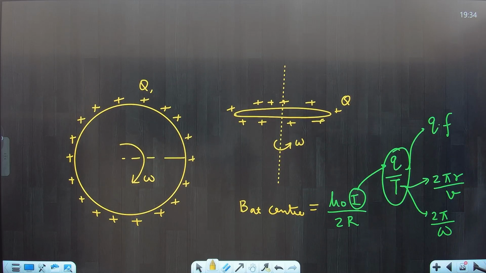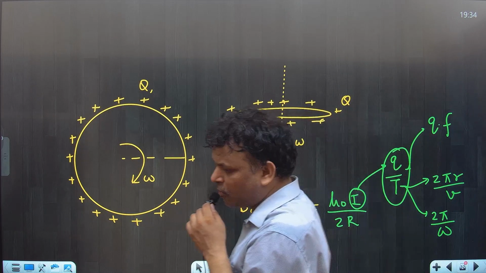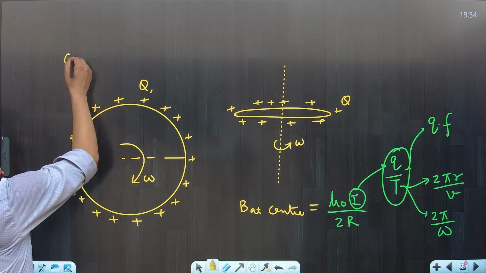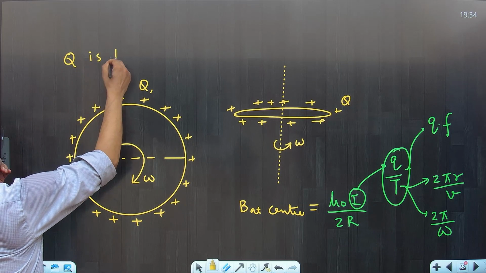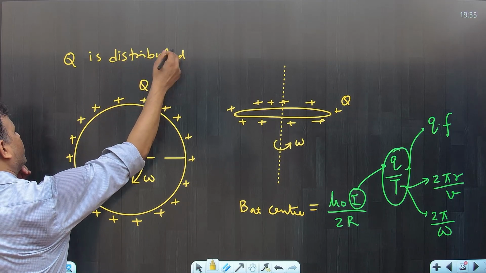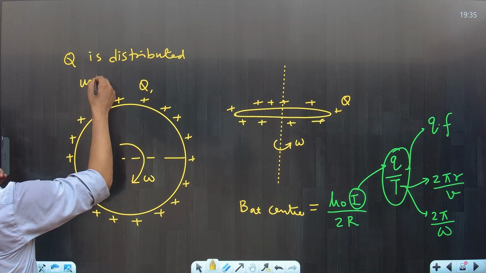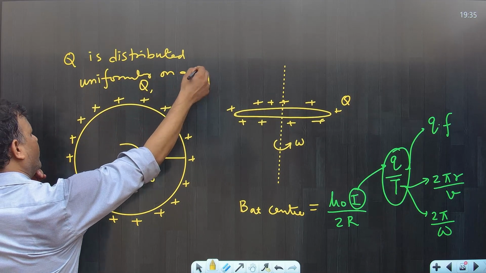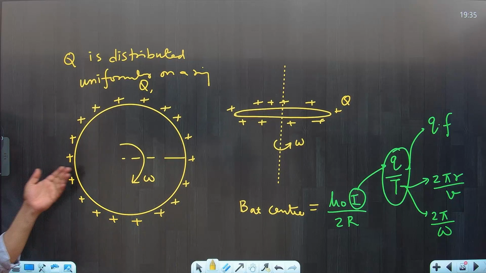Now what will happen if this charge q is not a point charge? This charge is distributed uniformly on the ring. Point charge q is distributed uniformly on the ring. So you have to calculate the magnetic field at the center. It is the same problem.